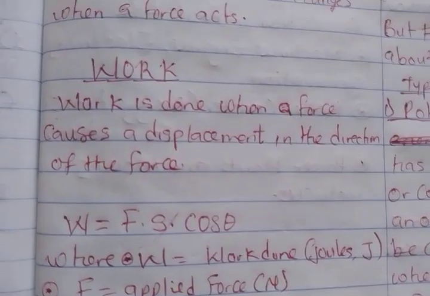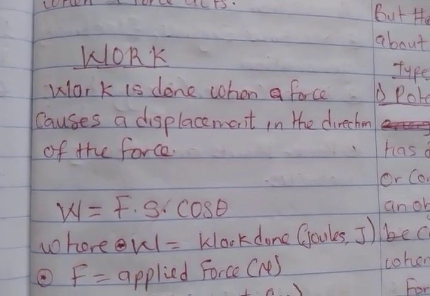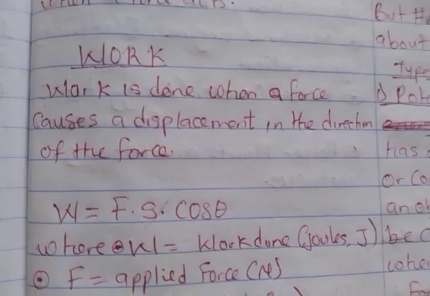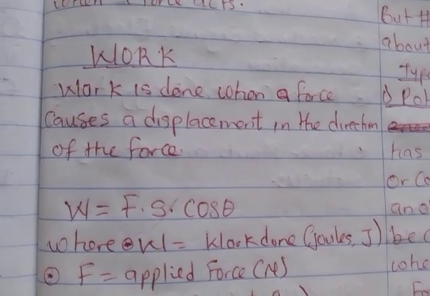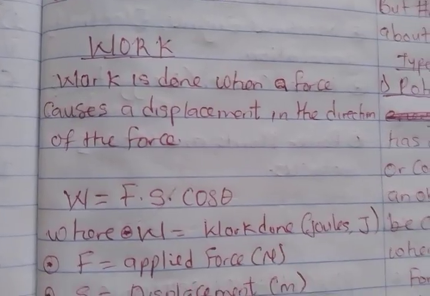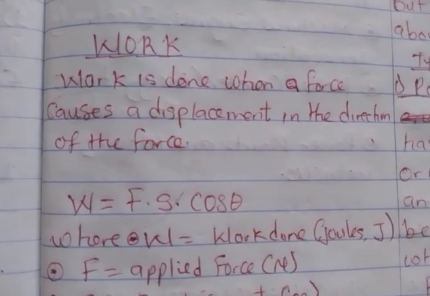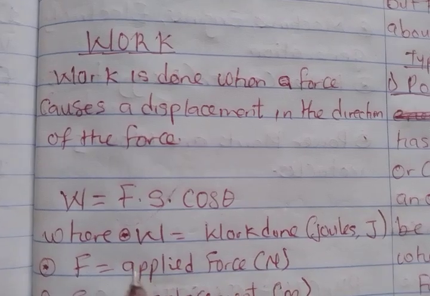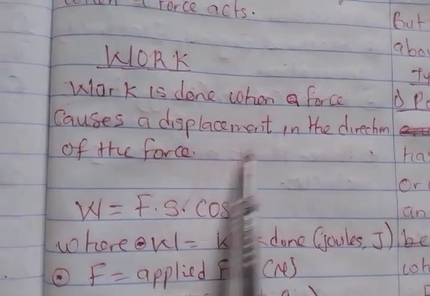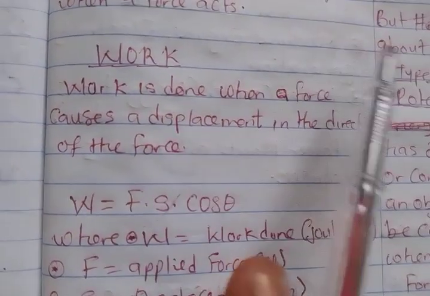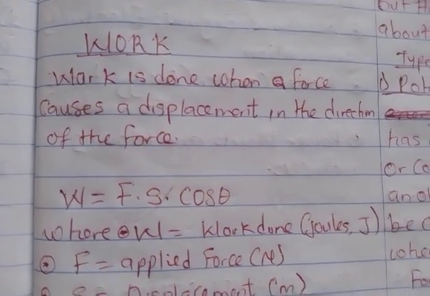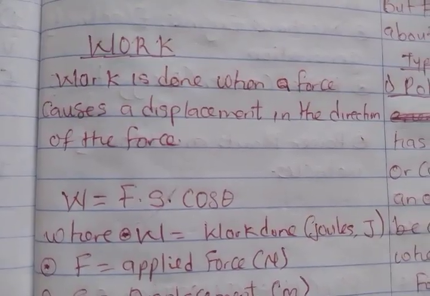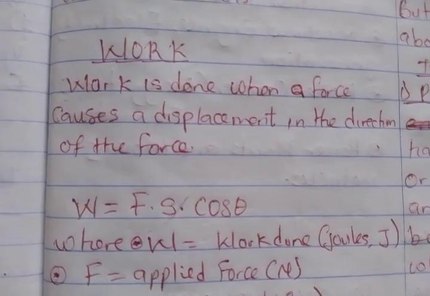Start with work. What do you understand by work? Work, or work done: work is done when a force causes a displacement in the direction of the force. Note, a force causes a displacement and it must be in the direction of that force. That's when we can consider that there is work done. But let's take note so we won't get confused.